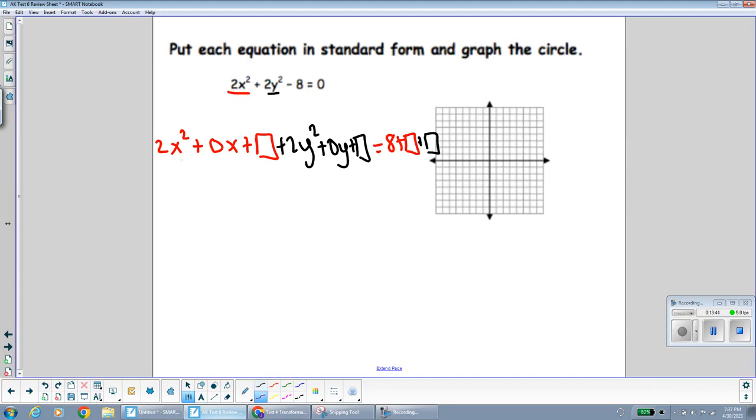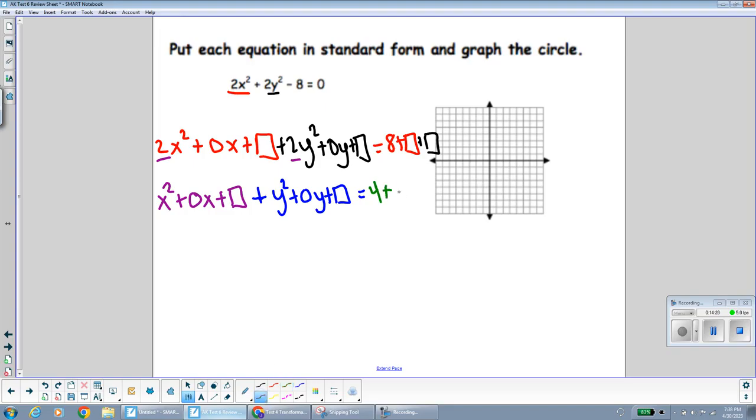Now, we can't complete the square if the leading coefficient is greater than 1. And here the leading coefficient is 2. So actually, we're going to have to divide everything, this whole equation, by 2 before we get started. 2 divided by 2 is just 1. So we have 1x squared. 0 divided by 2 is 0. That didn't change. 2 divided by 2 is 1. So that's y squared. 0 divided by 2 is 0, so that's 0y. 8 divided by 2 is 4.